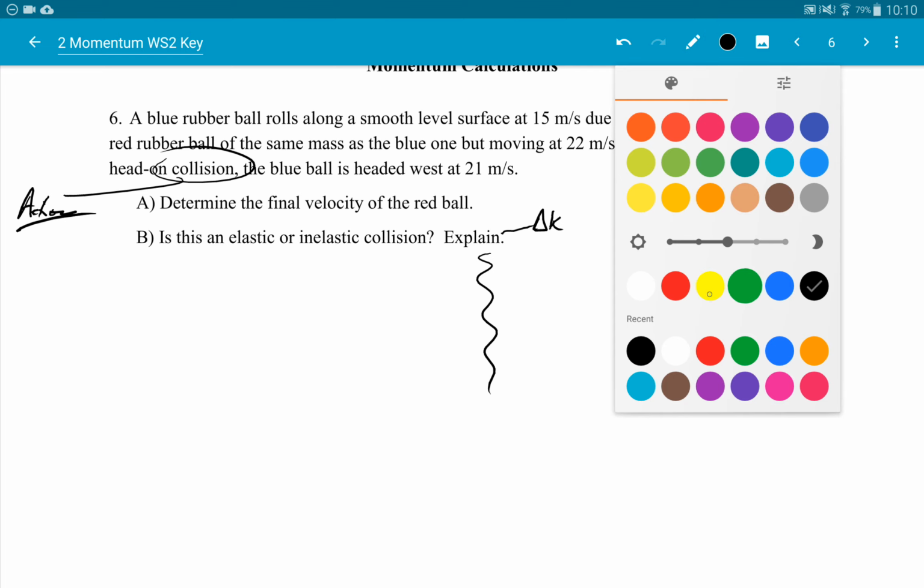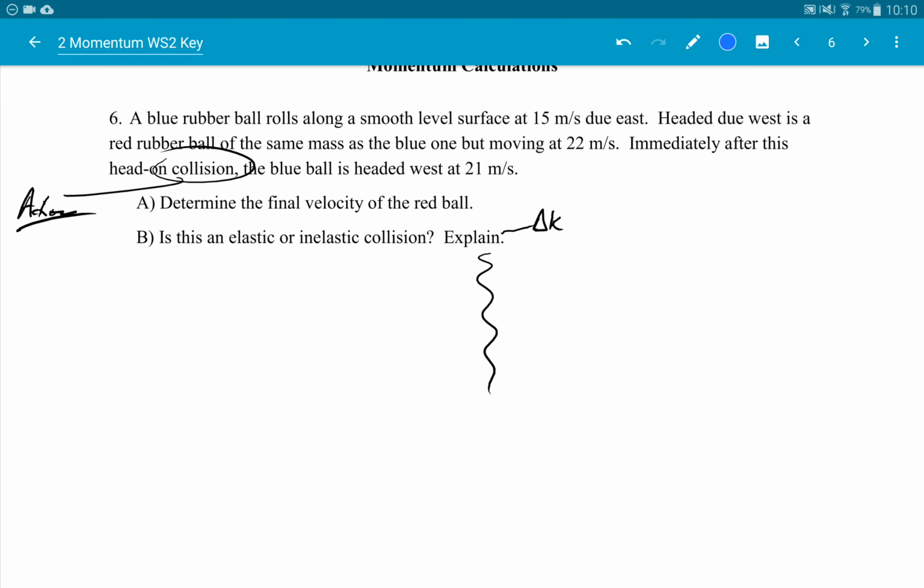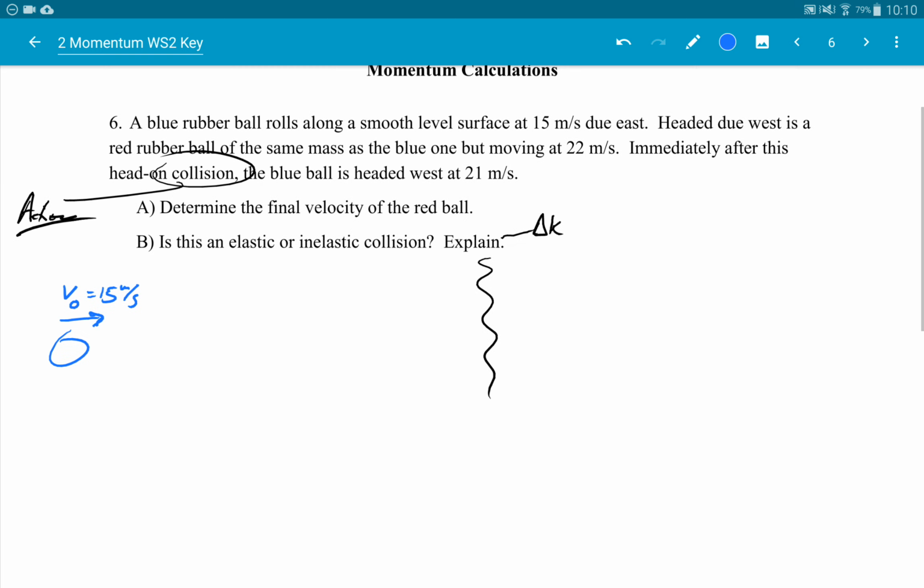So let's go and color code this. We've got a blue ball that's running due east, so this guy is going this direction at 15 meters per second. We'll call that positive. And then we've got a red ball here. Oh, that's yellow. We need red. It's going this way, due west, V naught, 22 meters per second. And then afterwards, the blue ball is headed west at 21.